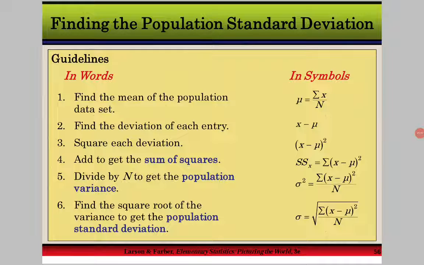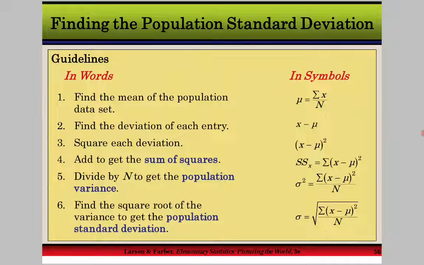Now, how to find the population standard deviation. First step, find the mean of the population data set, that is, mean is equal to sigma x by capital N. Second, find the deviation of each entry. Deviation means x minus mu, where x is the data item and mu is the mean.